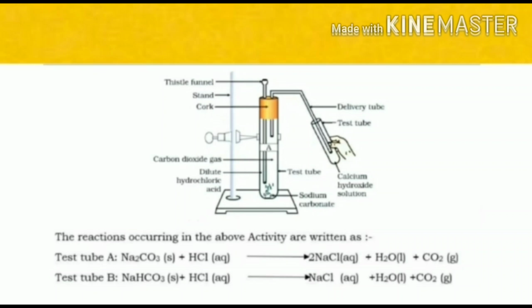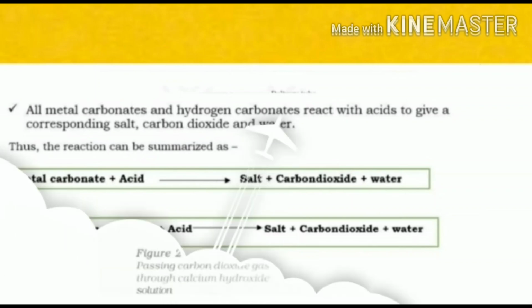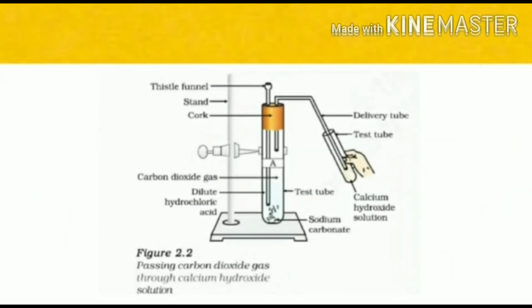Now what we do? We allow this gas to pass through lime water and we find that lime water turns milky. What does this indicate? This indicates that the gas produced is carbon dioxide. So we can summarize that all metal carbonates and hydrogen carbonates react with acids to give corresponding salt, carbon dioxide and water. Let us once see the lime water test.